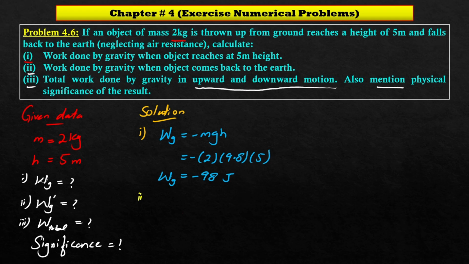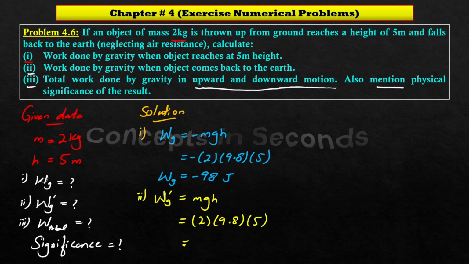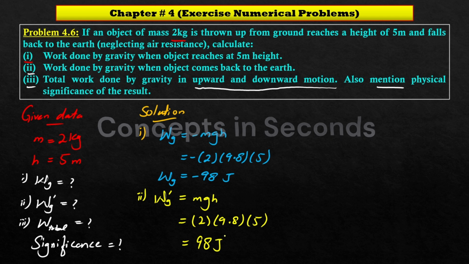In the second part, we have to find the work done by gravity when the object is falling downward. So W_G prime is equal to mgh, positive, because in this case the force of gravity and displacement are in the same direction. By putting the values, 2 into 9.8 into 5 is equal to 98 joule.